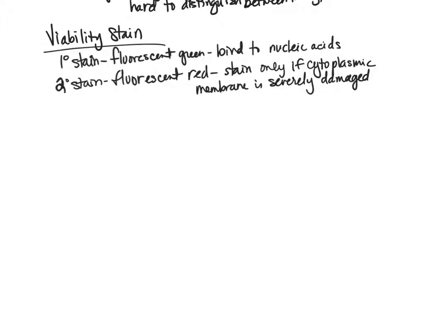So we can tell if something is debris because neither the primary stain nor the secondary stain is on them. But then also the secondary stain is only going to be there if the cell membrane is broken or disrupted or severely damaged, which means that would be a dead cell. So that's something that one wouldn't count then because you're trying to count the number of living cells in a particular volume. Another example of a direct cell count would be a Coulter counter.